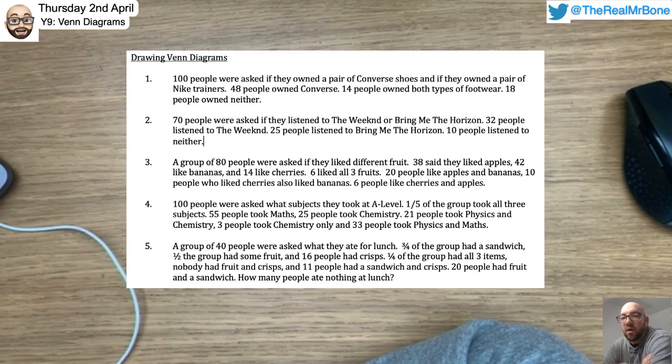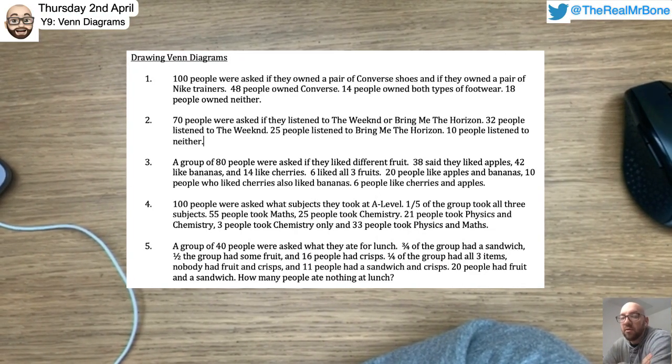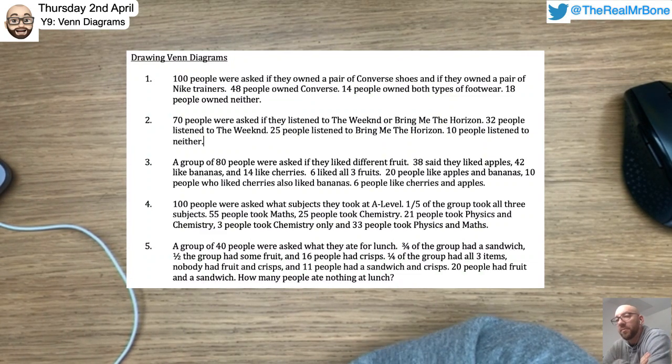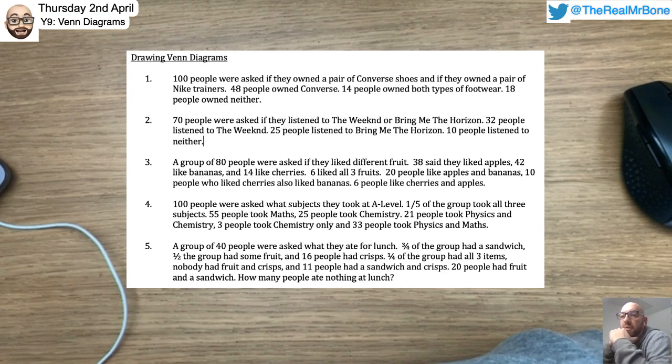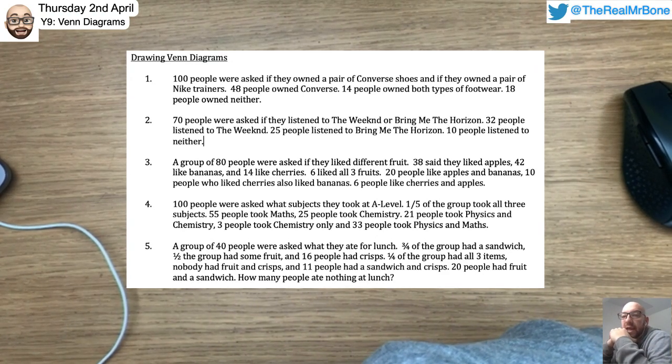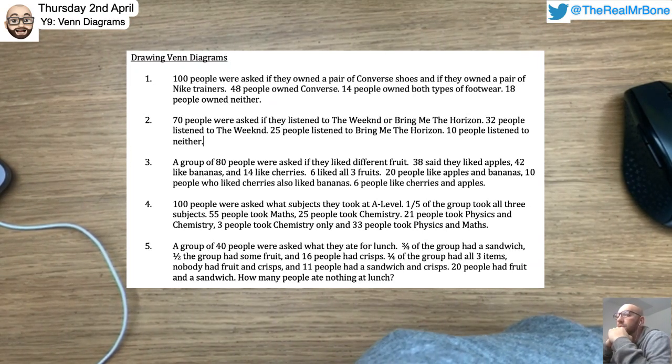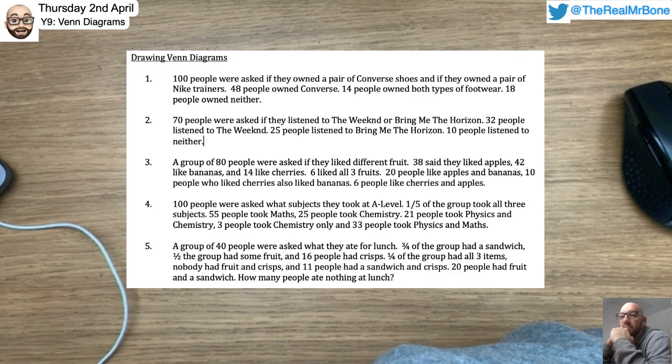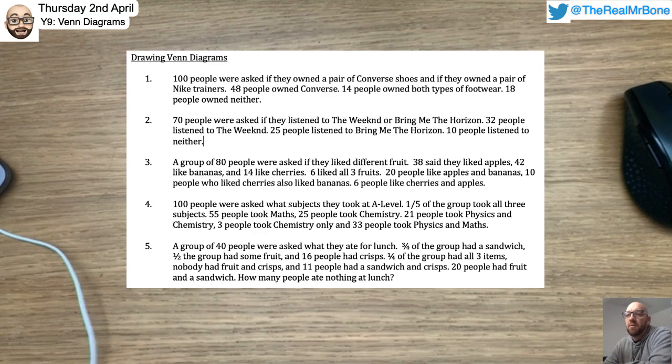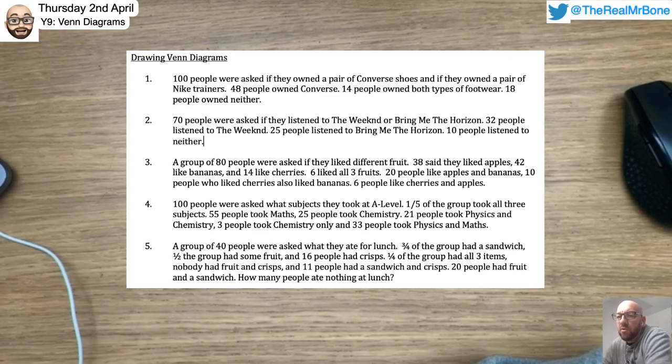Same idea for question 2. They either listen to The Weekend or Bring Me the Horizon. Again, it's just going to be an overlapping circle. They could listen to both. They might just listen to one. Question 3 looks like a 3-circle Venn diagram. Question 4 is as well. And then for question 5, there's nothing more difficult about it. You just might need to work out some of the numbers first of all.